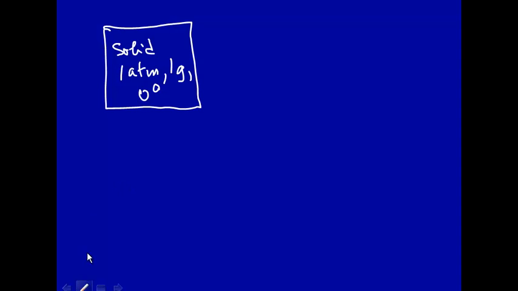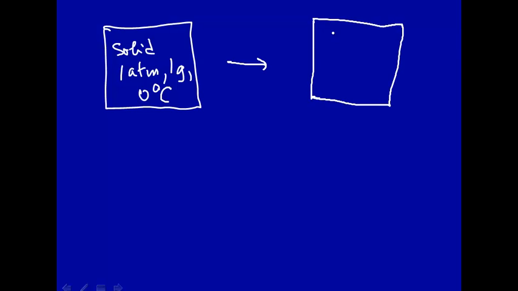Okay, and now the final state, taking that to a liquid. When I have liquid, we melted the ice. And this problem states it's still at 1 atmosphere. We haven't added any water, so it's still 1 gram, and it's still at 0 degrees C.